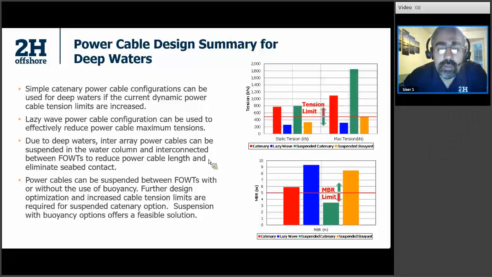When we look at the suspended version without the buoyancy option, it is currently not feasible. More design optimization and more design iteration would need to be done if we really have to make that one work, but it is not recommended as a first pass. And suspension with a buoyancy option, as it currently stands, is a feasible option.